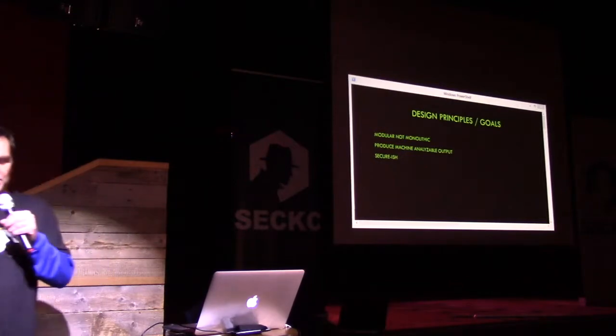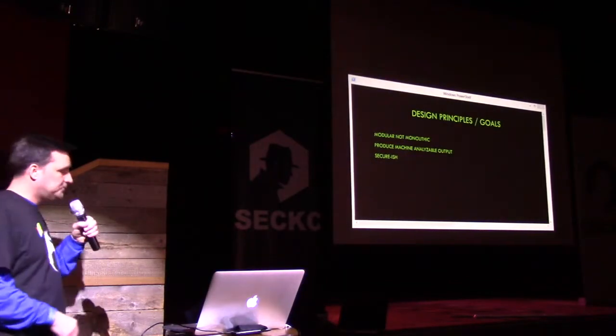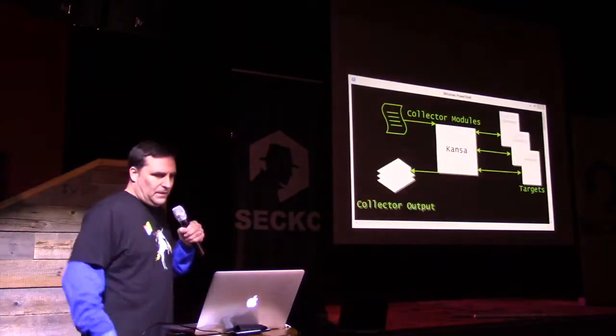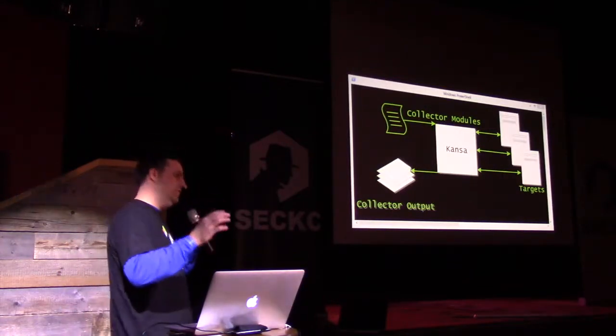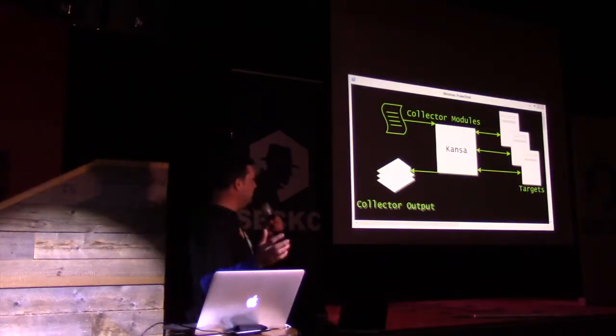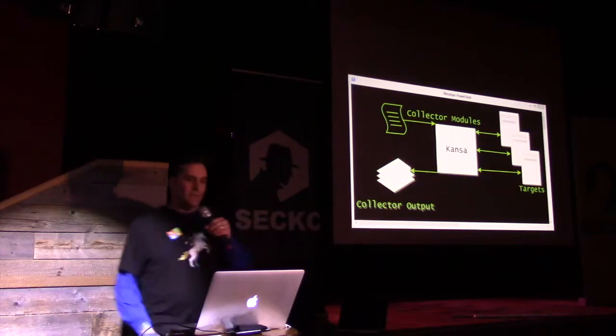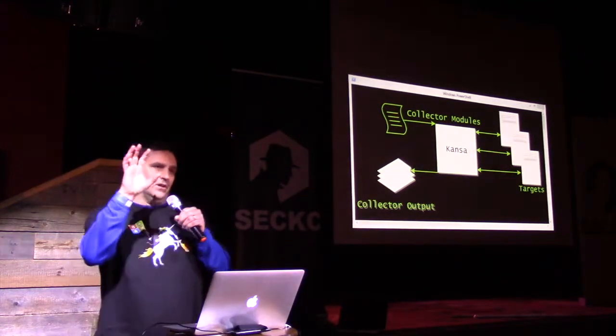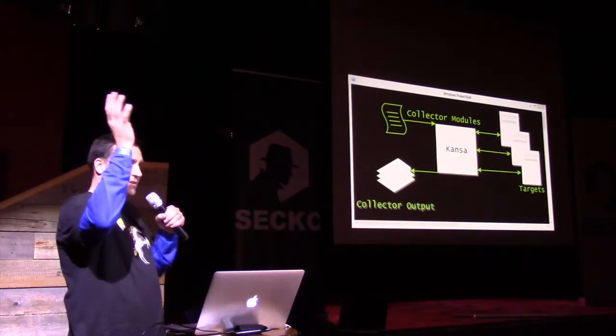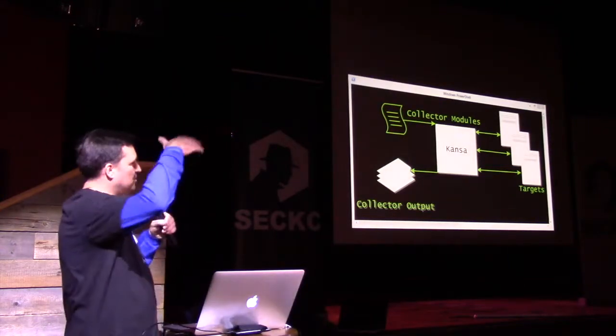So those were the design goals that I had when I wrote this. And I'm not a graphic designer. Here's a terrible architectural diagram of Kansa. You can imagine there's a core script, in this case called Kansa.ps1, and then there's a whole bunch of collector modules.